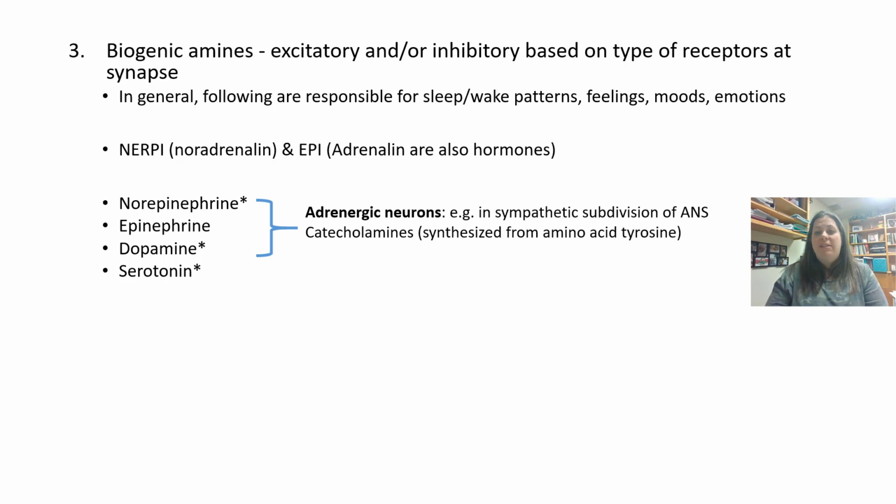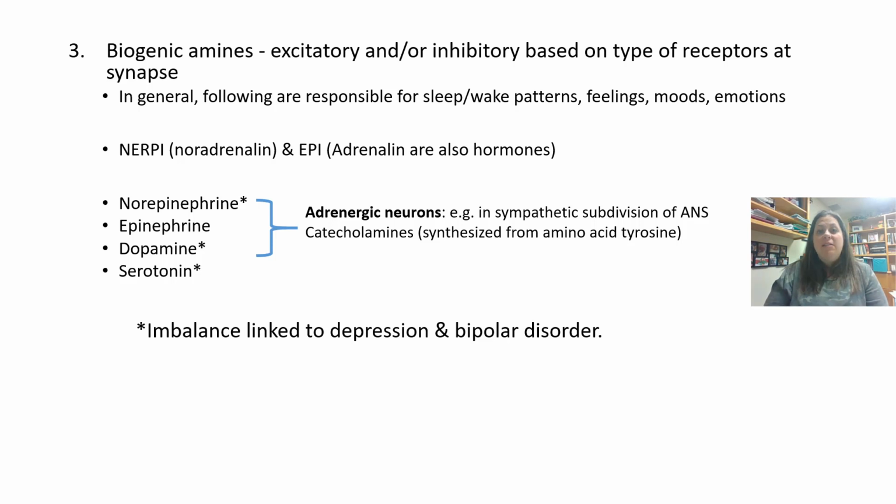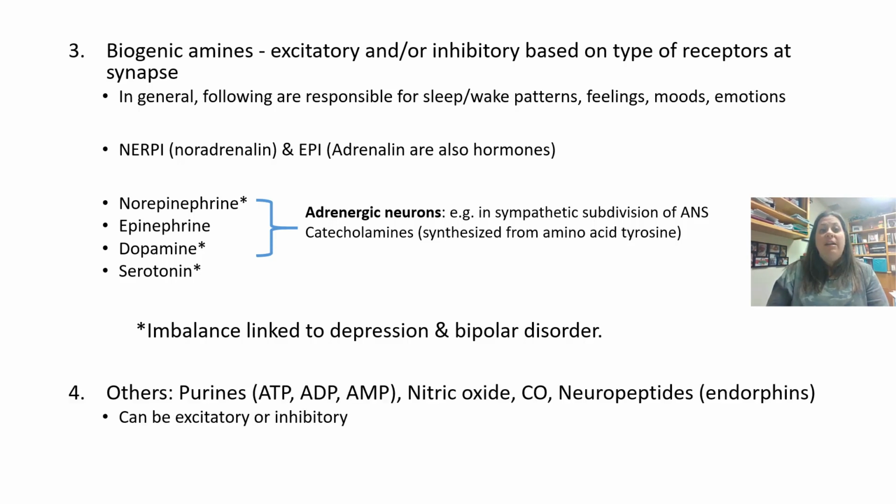They're going to be sent out by the sympathetic subdivisions of your autonomic nervous system. These are what we call catecholamines. They are going to be synthesized from the amino acid tyrosine. And an imbalance of norepinephrine, dopamine, and serotonin are actually linked to depression and bipolar disorder. Some other examples are purines like ATP, ADP, or AMP, nitric oxide, carbon monoxide, and neuropeptides, also known as endorphins. These can either be excitatory or inhibitory depending on their location.